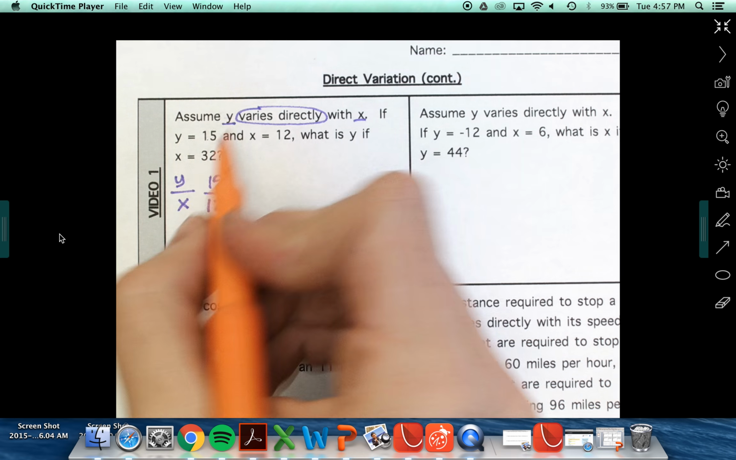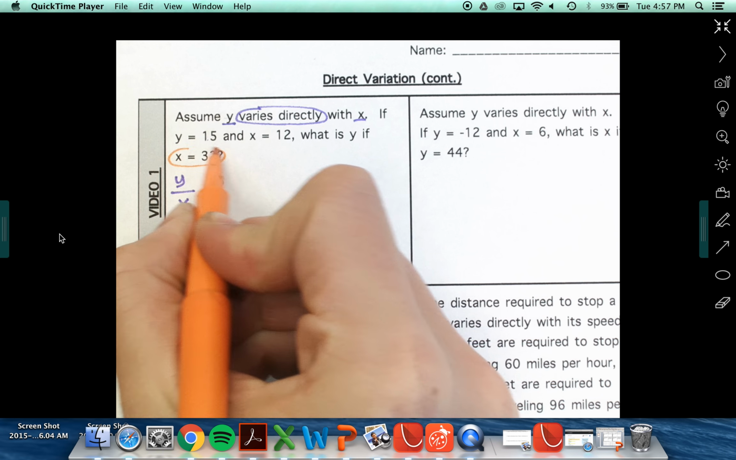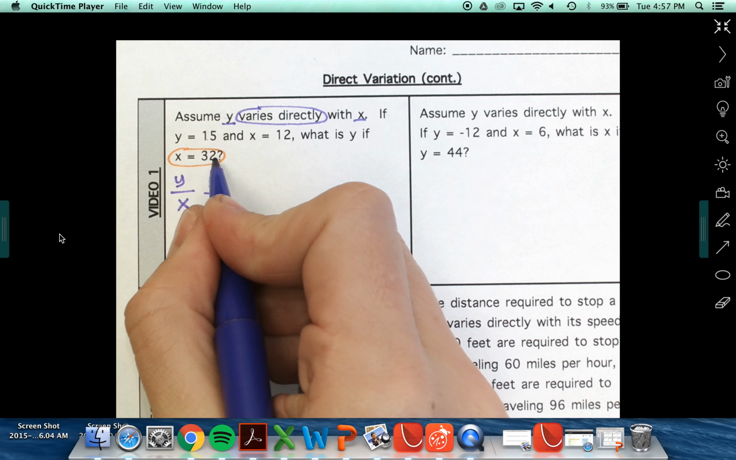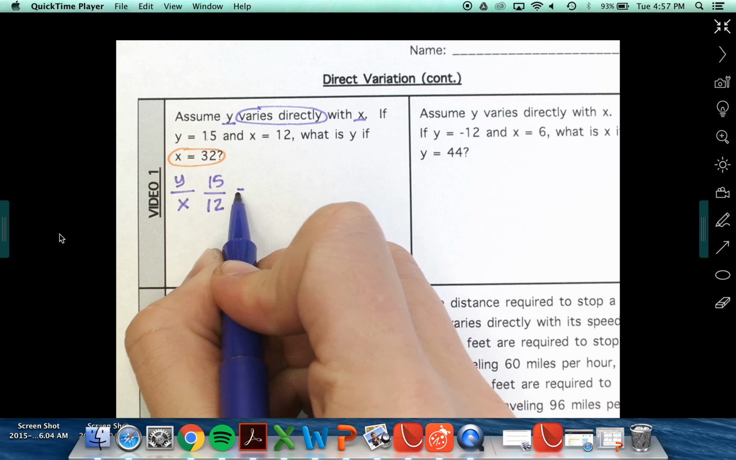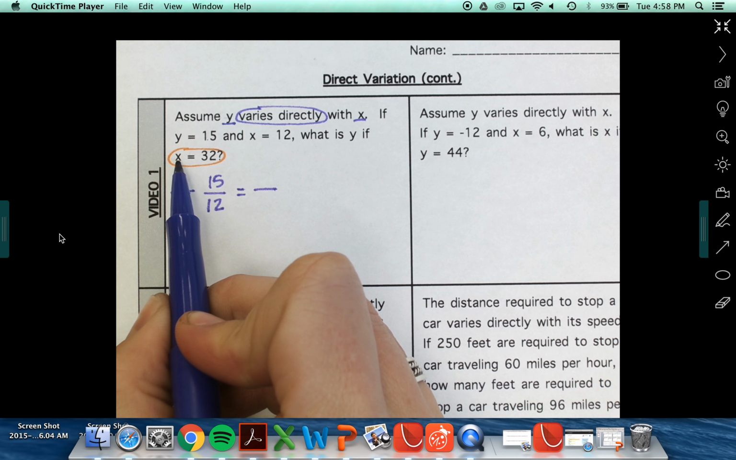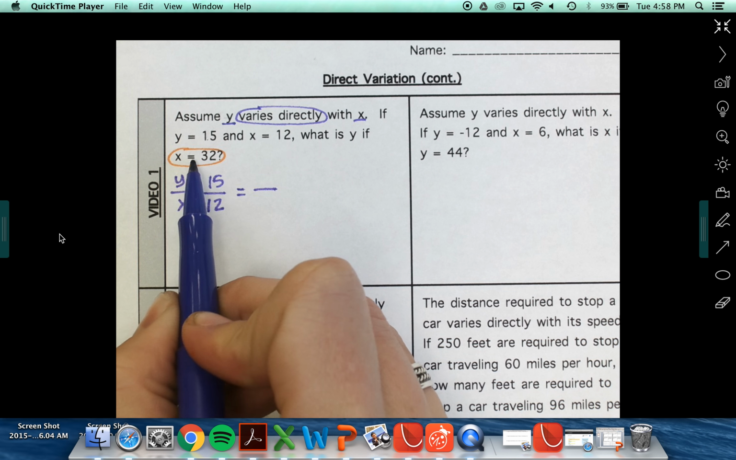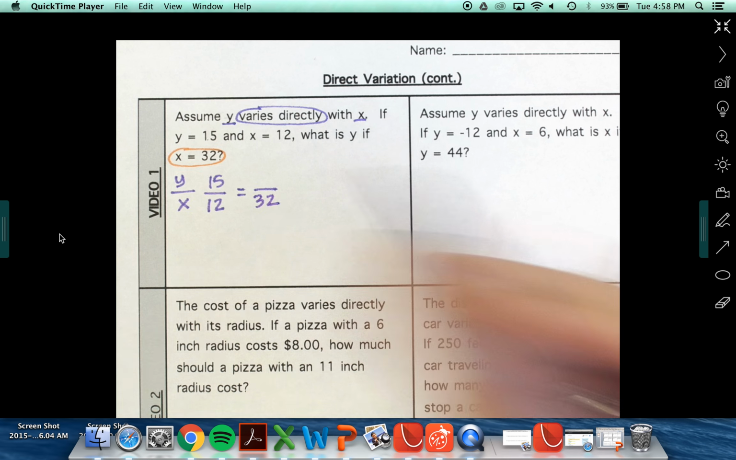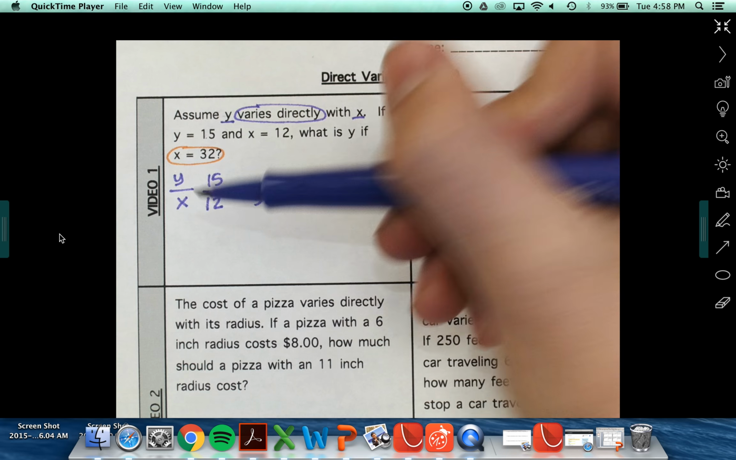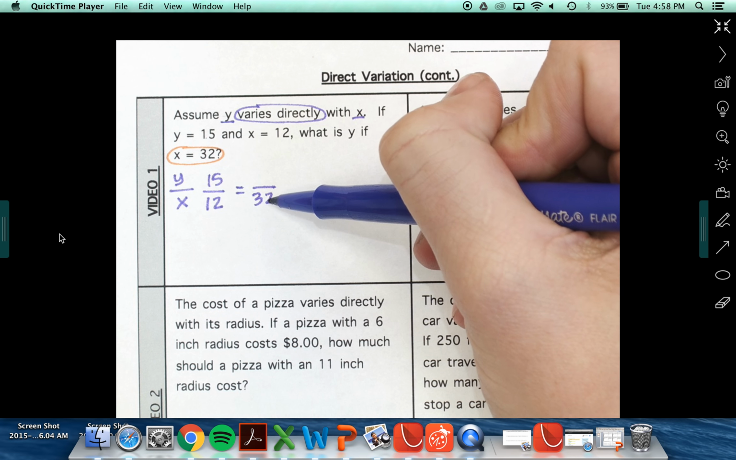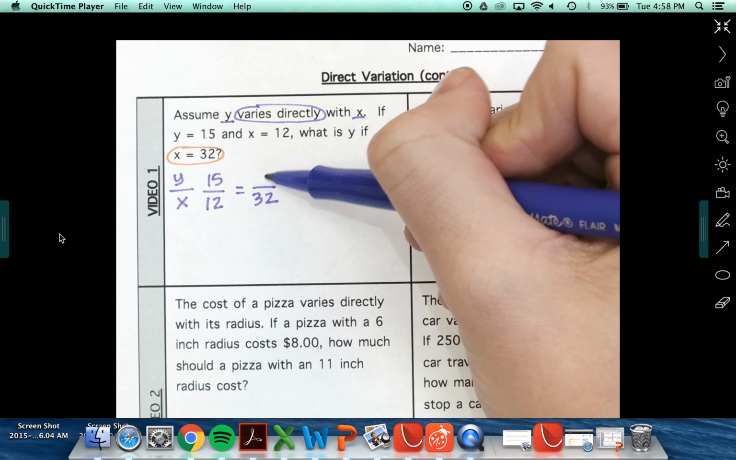So this is the difference from yesterday. We're given a third number. X is 32. So I'm going to make another fraction so I have somewhere to put that number. It's an X, so it's going to go on the bottom. My X's are on the bottom. So I've got 15 over 12 equals something, this is what we're looking for, over 32.